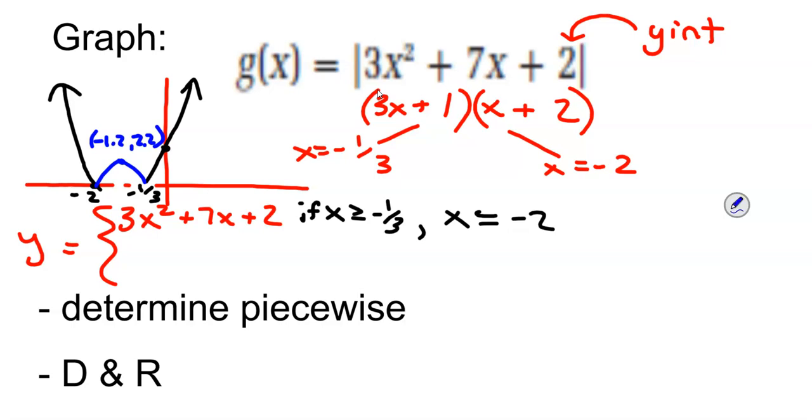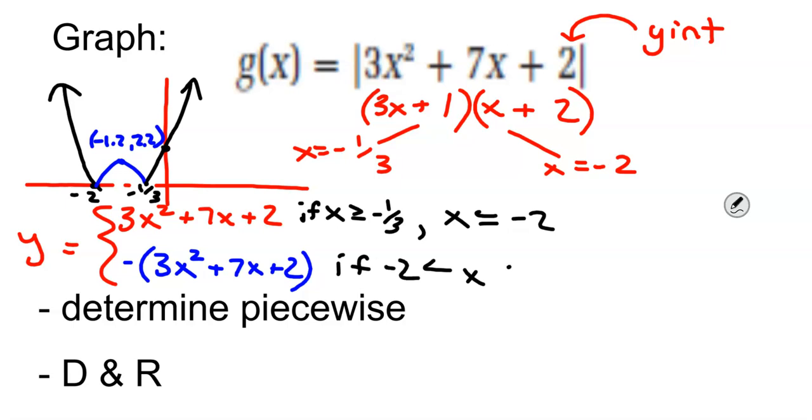Now we have to look at the blue part. So the blue part is flipped. So I'm going to put a negative in front to show that it flipped. And the flipped part is happening in between these two x-intercepts. So we're going to say that x is in between negative 2 and negative 1/3 for your piecewise.